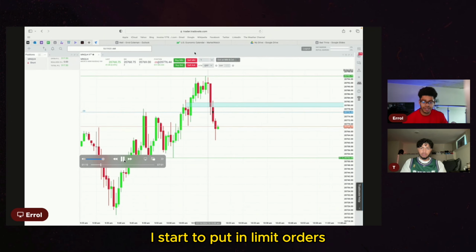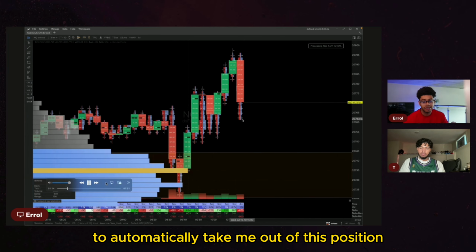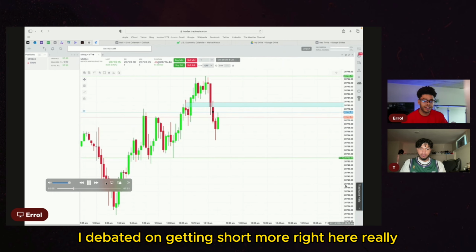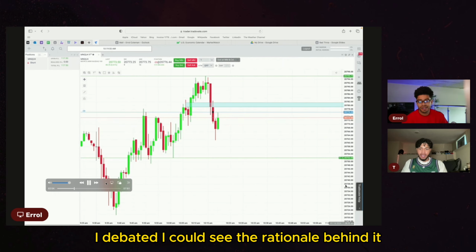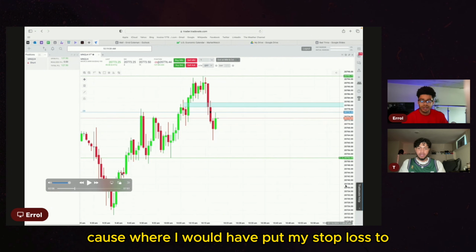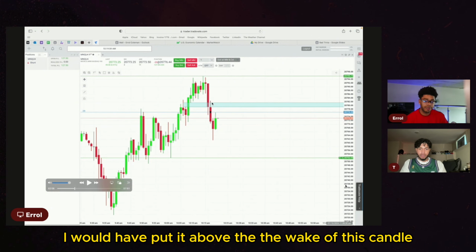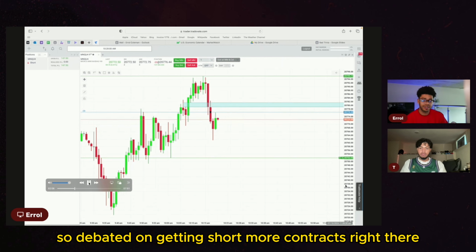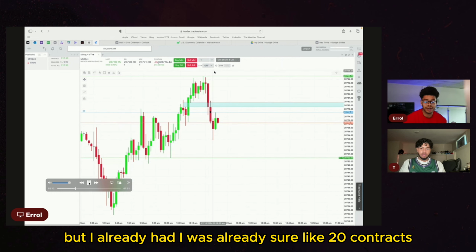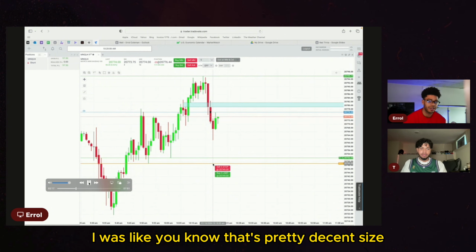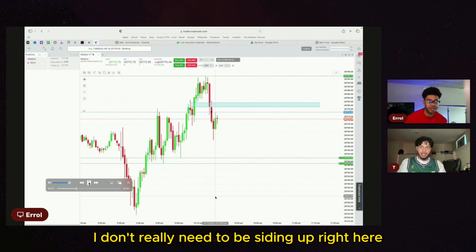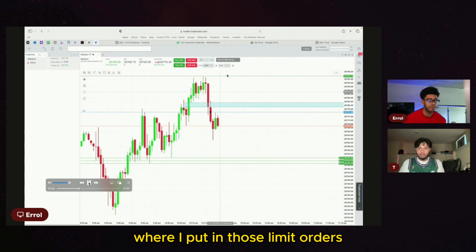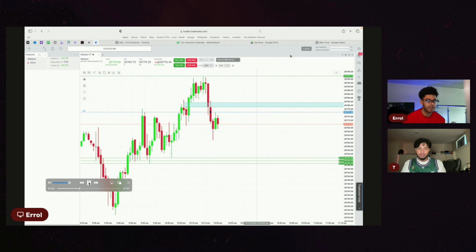I start to put in limit orders to automatically take me out of this position. I debated on getting short more right here. I could see the rationale behind it, because I would have put my stop loss above the wick of this candle. But I was already short like 20 contracts, so that's a pretty decent size. I don't really need to be sizing up too much here. But you can see at the bottom where I put in those limit orders to automatically fill me out of my position.